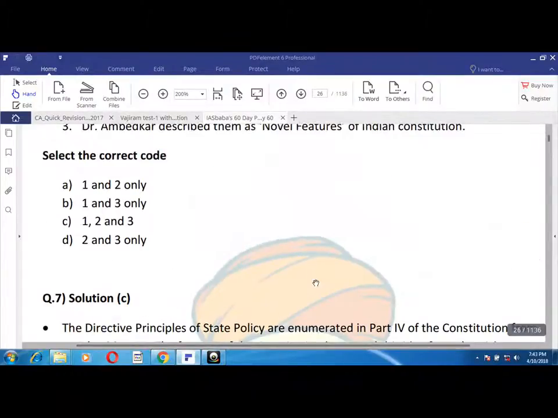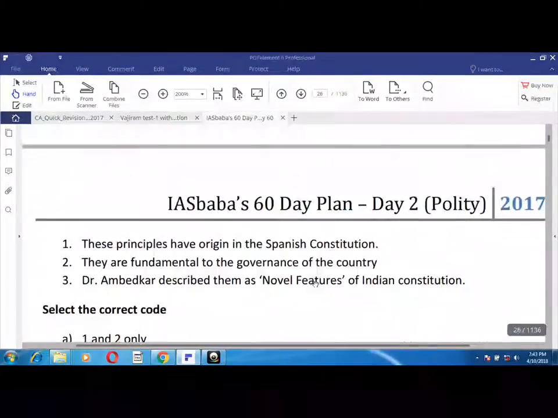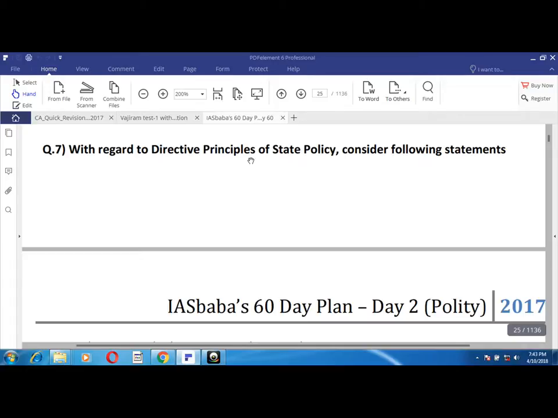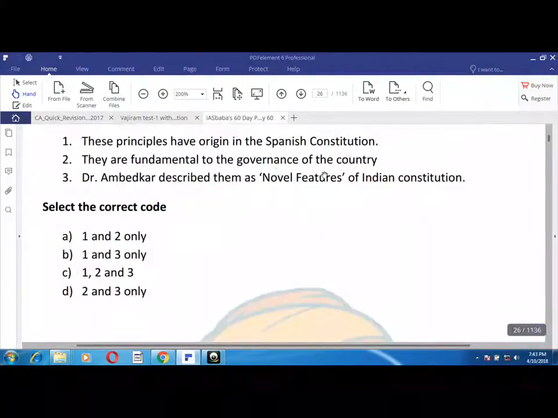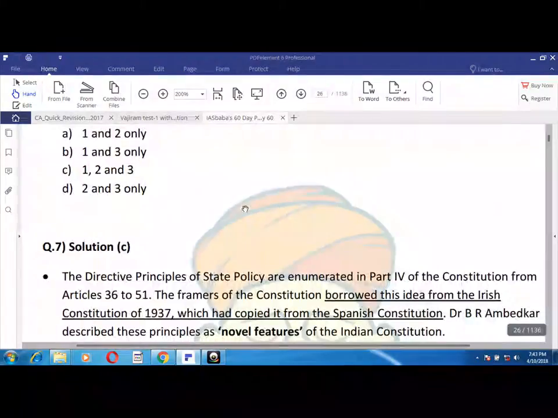Next question 7. With regard to directive principles of state policy, consider the following statements. These principles have their origin in the Irish Constitution. They are fundamental to the governance of the country. Dr. B.R. Ambedkar described them as novel features of the Indian Constitution.